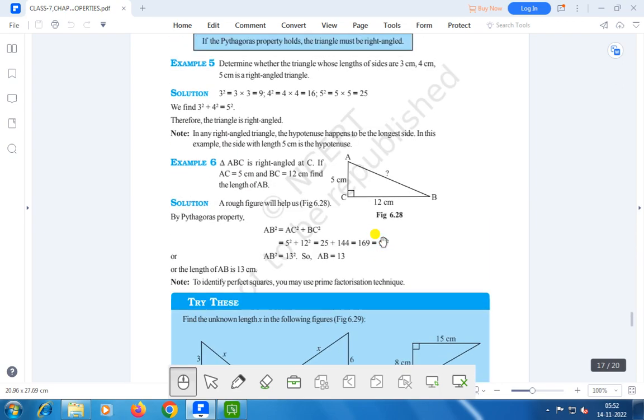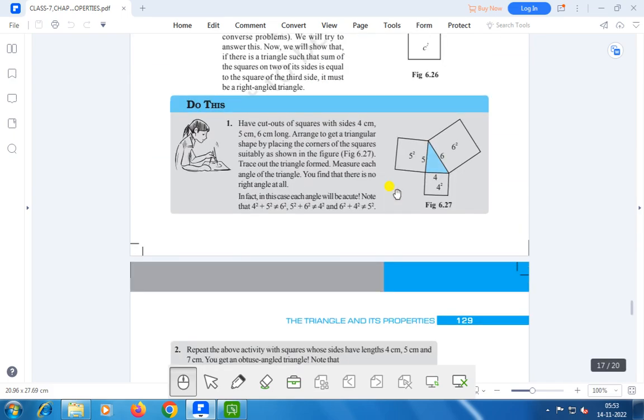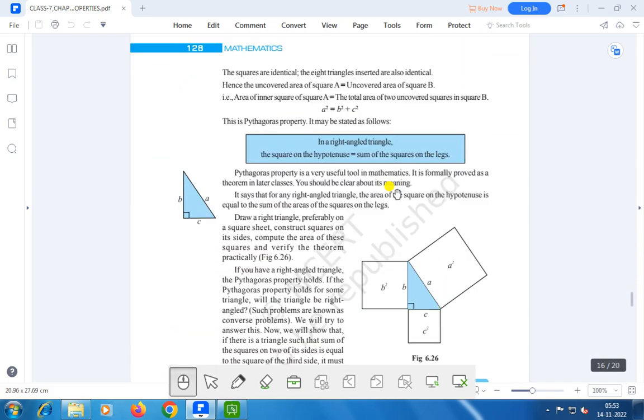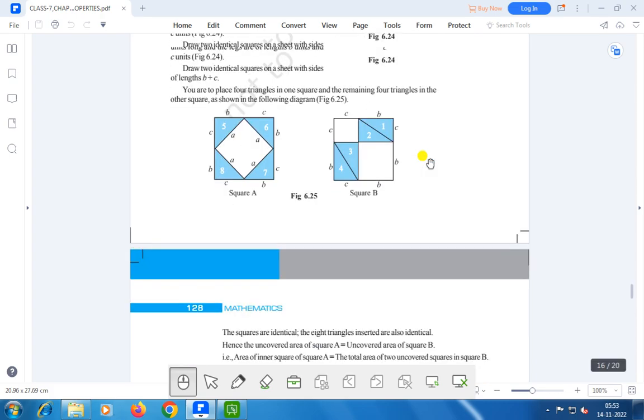Dear friends, what you have to remember is that if the Pythagoras property holds, the triangle must be right angled, right? And if the triangle is right angled, then you can apply the Pythagoras theorem also. What you have to remember is that in a right angle triangle, the square on the hypotenuse is equal to the sum of the squares on the legs, right? This is the Pythagoras property or theorem.